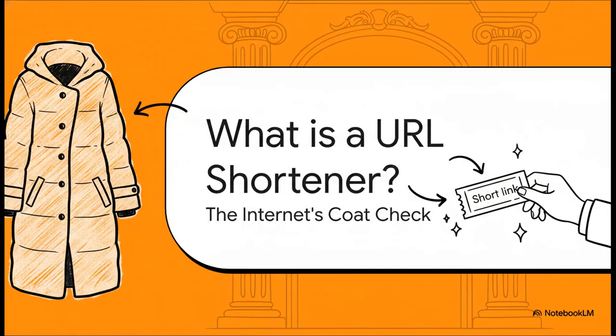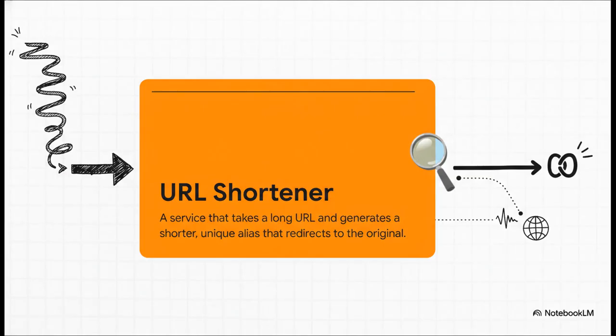Okay, first things first, what are we really building here? Honestly, the best way to think about it is like a coat check. Yeah, a coat check at a big event. You hand over your big, bulky coat, that's your long URL, and in return, you get this tiny little ticket. That ticket, that's your short link. Simple as that. So to put it a bit more formally, a URL shortener is a service that does exactly what it says on the tin. It takes that long URL, cooks up a much shorter, totally unique alias, and then whenever someone uses that little alias, it just zips them straight over to the original destination.